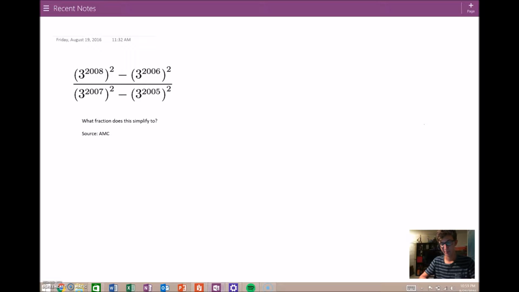But here I am, back with the problem of the week, number 3. Alright guys, so here we have a fairly complex exponential expression. And let's see how we have to simplify it and make it a fraction.